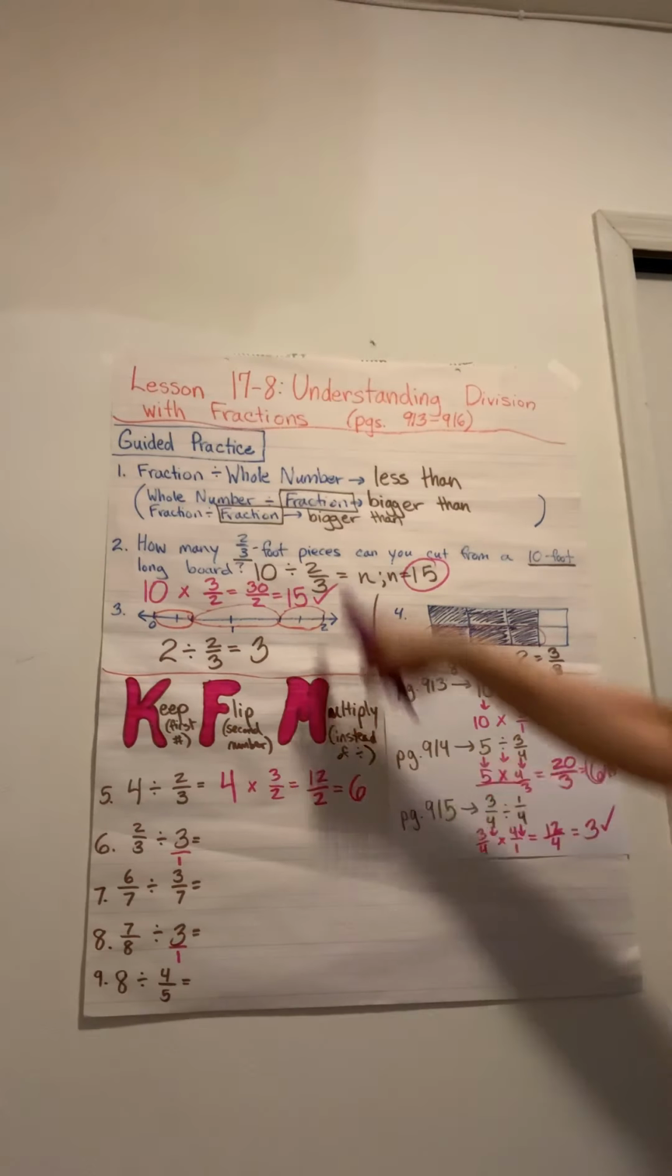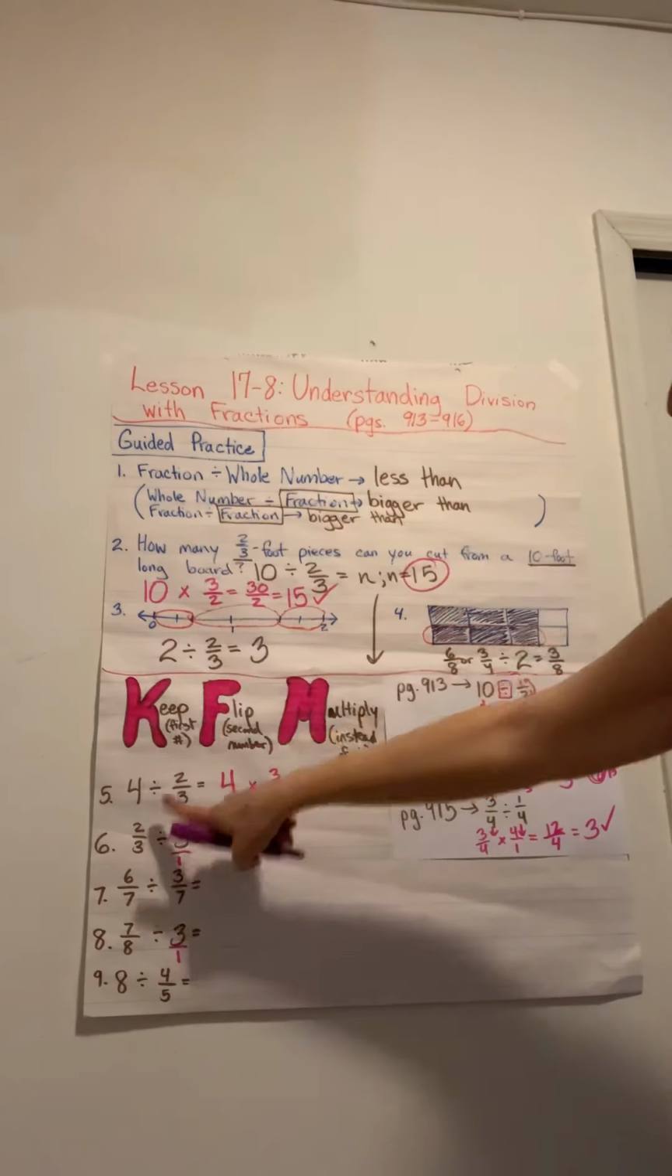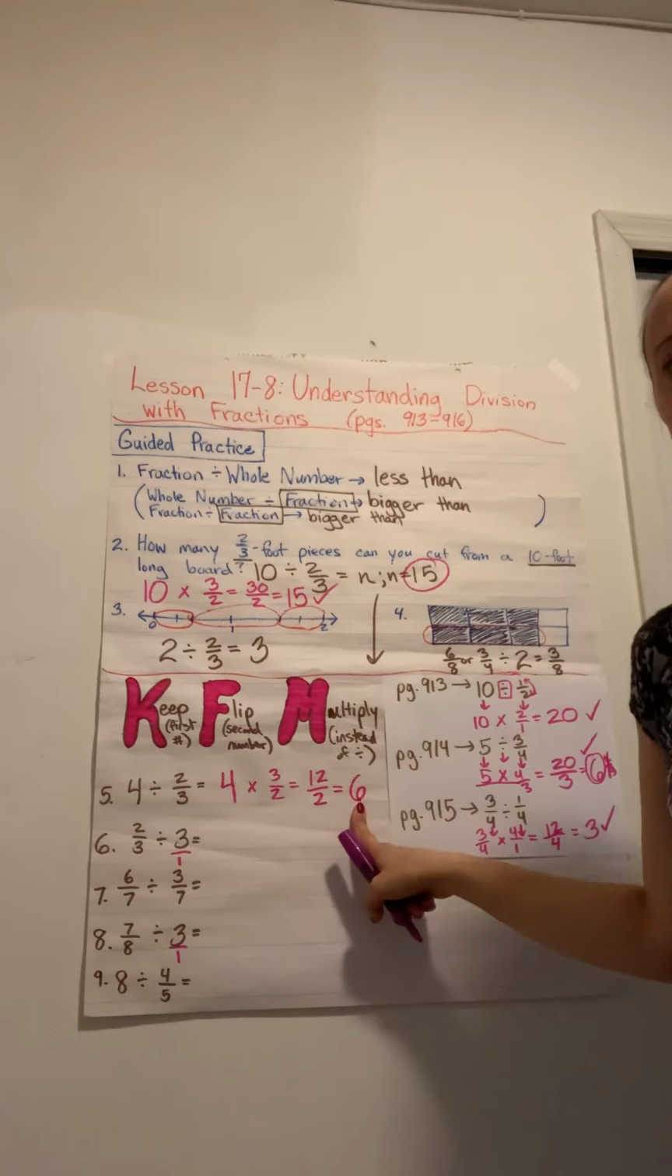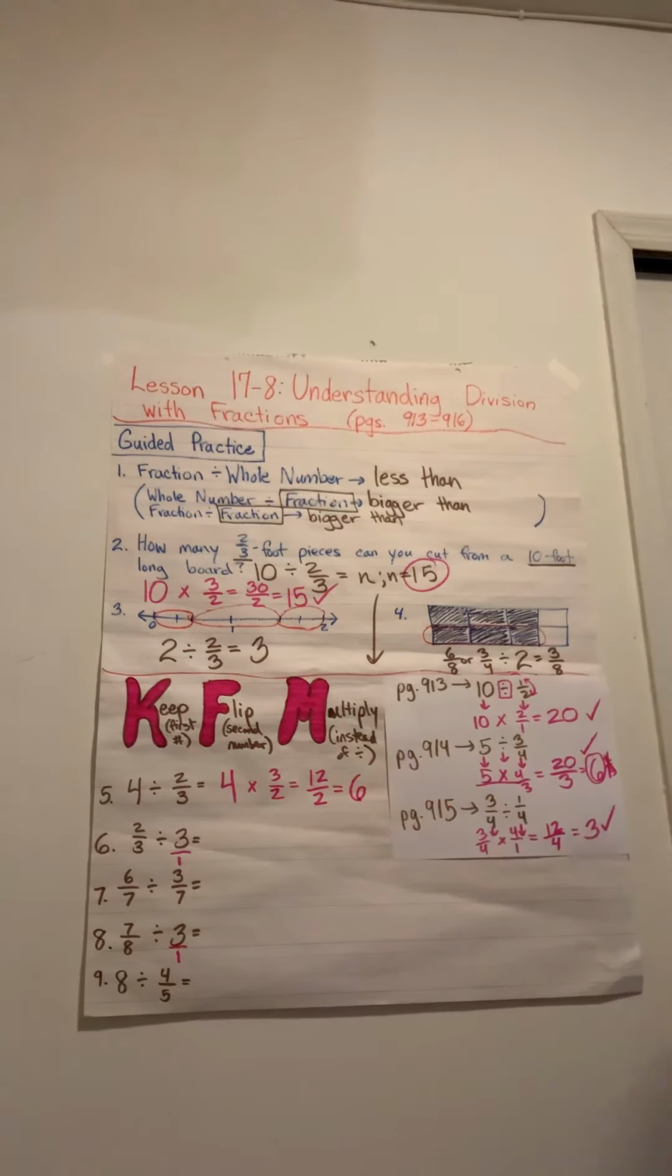Notice this is still working with our generalizations up here. I have a whole number divided by a fraction. Yes, my answer came out bigger. So that's always something you can think back to and check: did I do this strategy right, and do I have the right kind of answer?